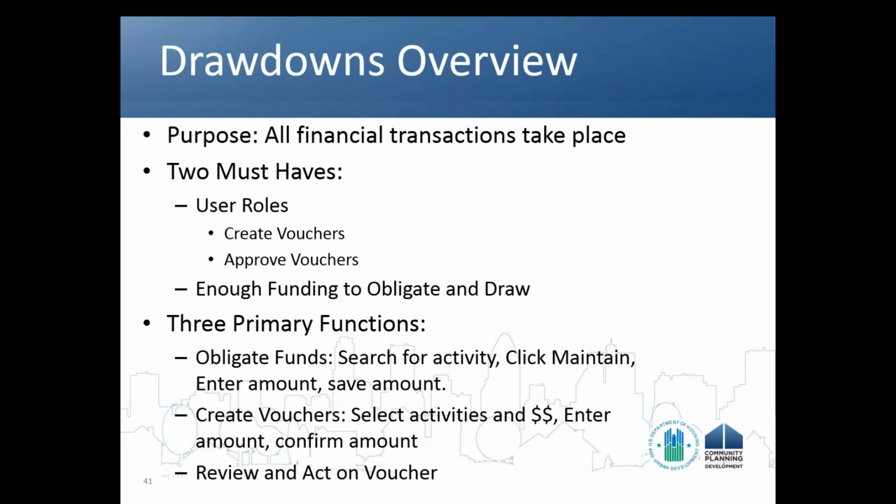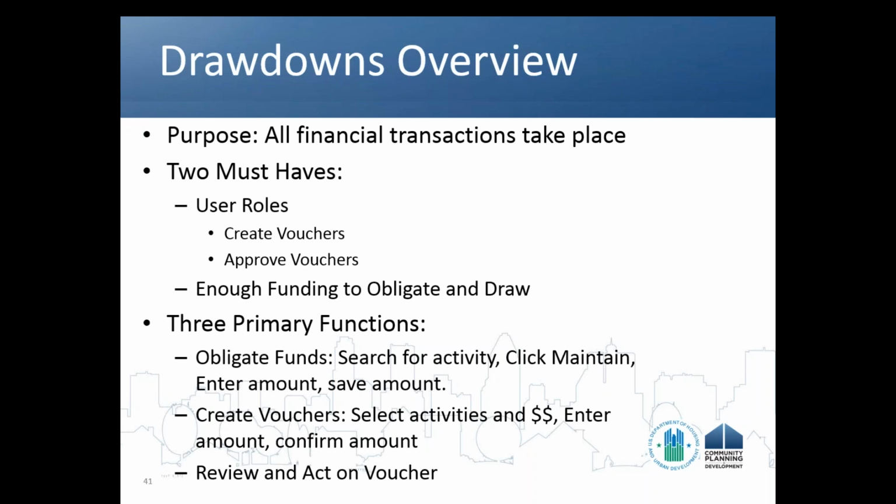The purpose of the drawdown module is that all financial transactions take place there. You also have to have two user types. You cannot have one user; you must have two users. So what does that mean? Your grant system must have the create voucher responsibility, also called request vouchers, and another one is approve voucher. What does that mean in DRGR?